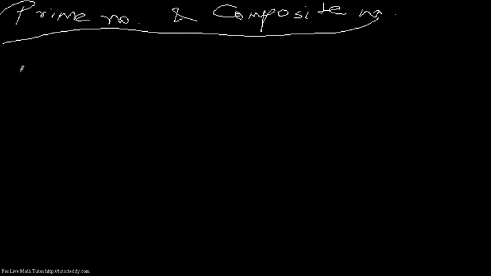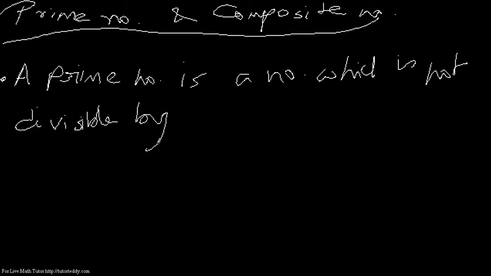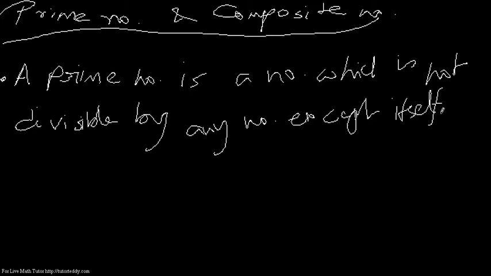So a prime number is a number which is not divisible by any number except itself, or I should say and unity, that means 1.